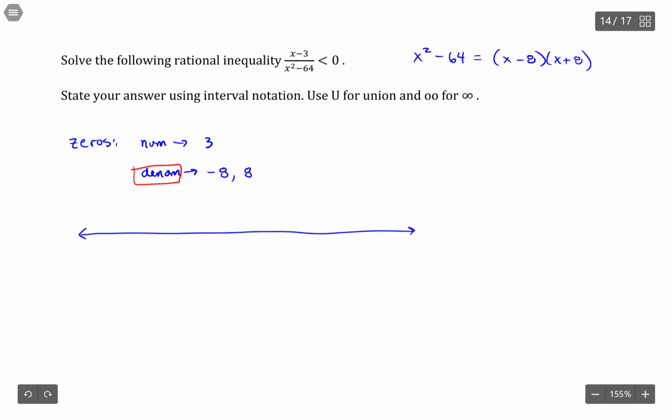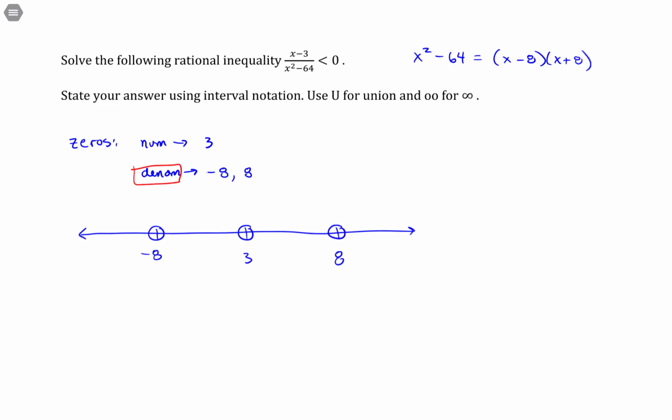So what's best to do here is just take all of these zeros, put them on a number line, and make sure they're in numeric order. So negative 8, 3, and positive 8. Now, because we're looking for values that are less than 0, since these are asymptotes, we can't include them. So I'll go ahead and put open circles there. But because we're looking for values that are less than 0, I'm not going to include this 3 because it would be equal to 0 there.